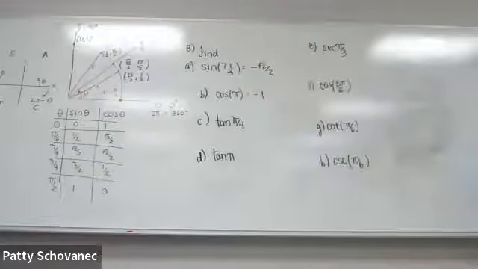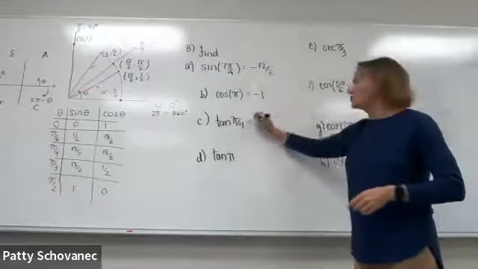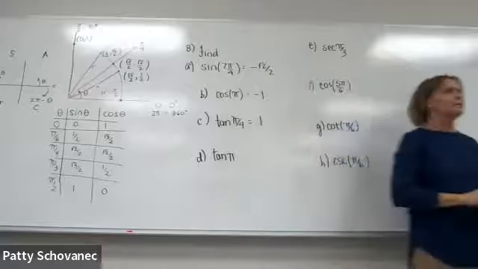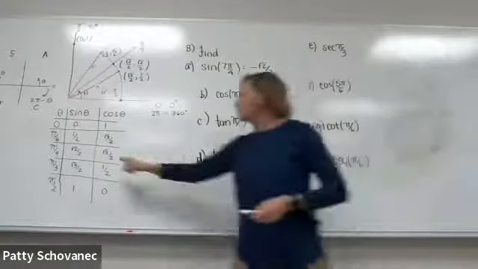Pi over 4, that's the line y is equal to x. Tangent is the ratio of the y to the x. So square root of 2 over 2 divided by square root of 2 over 2 is going to be 1. Tangent is the sine over the cosine. Sine and cosine are the same right there.